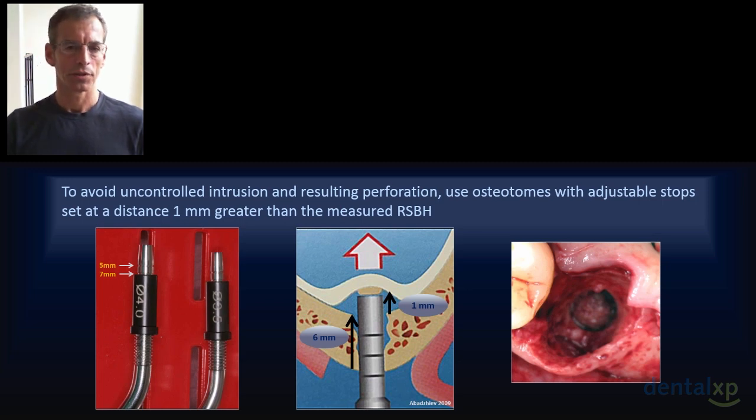To avoid uncontrolled intrusion and the resulting perforation, I use osteotomes with adjustable stops, setting them at a distance 1 millimeter greater than my measured subantral bone height. If I have 6 millimeters, I will set the stop at 7. If your osteotome goes in just 1 millimeter beyond your sinus floor, it is highly unlikely you will perforate or tear your membrane. Here you see on the right that the floor has been elevated with the intact membrane.